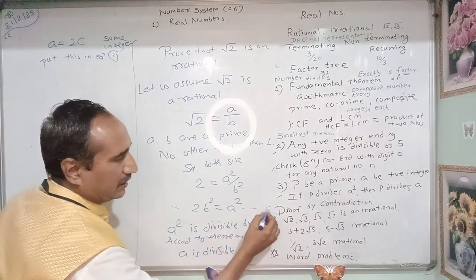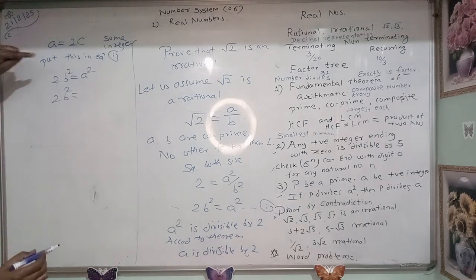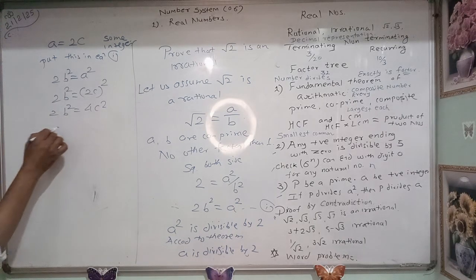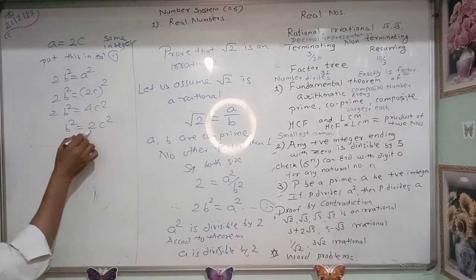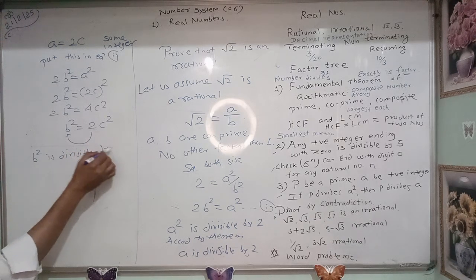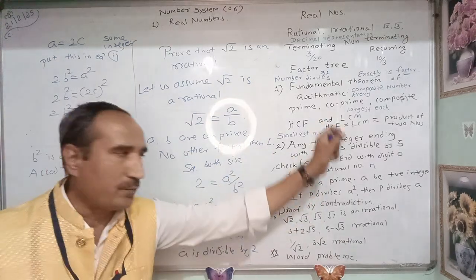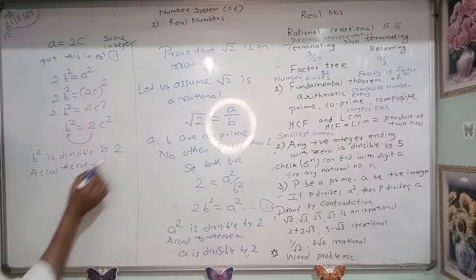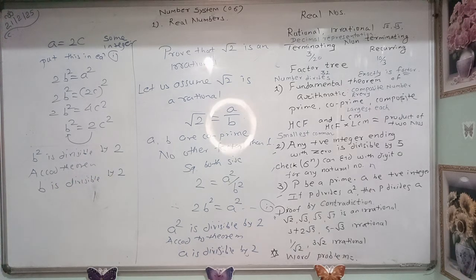Now put this in equation 1. Which is our equation 1? This is our equation 1. So 2B square equals A square. In place of A, we substitute 2C. If we square it, 4C square. 2 twos are 4. So B square equals 2C square. Again, we got that 2 divides B square. B square is divisible by 2. Again, according to the theorem, which theorem? If P is a prime, A is a positive integer, P divides A square, then P divides A. So here B square is divisible by 2, therefore B is also divisible by 2.